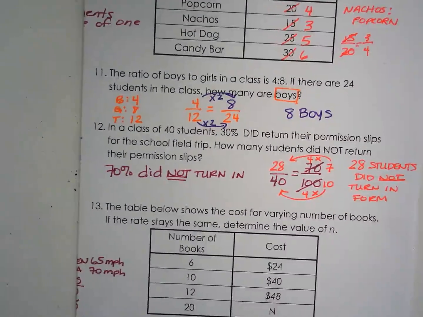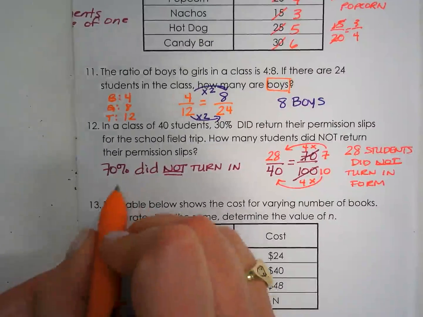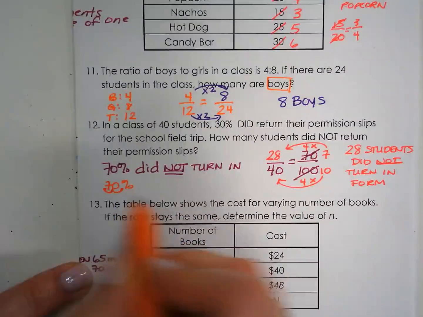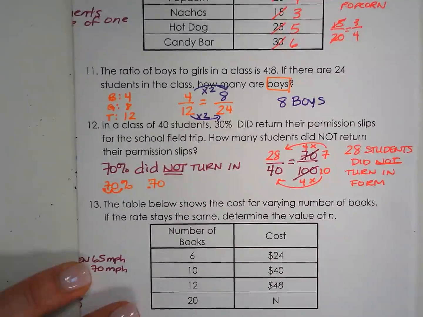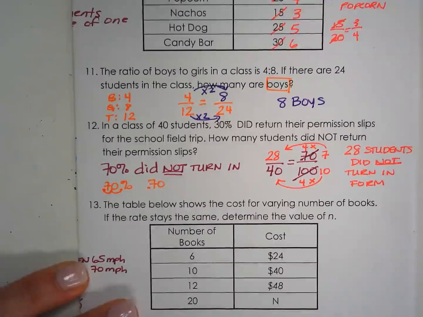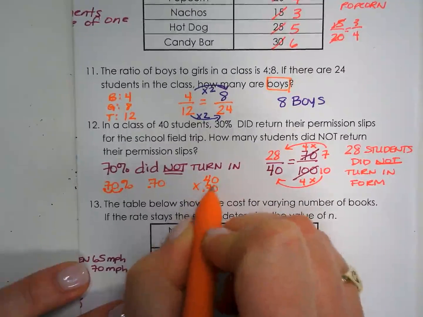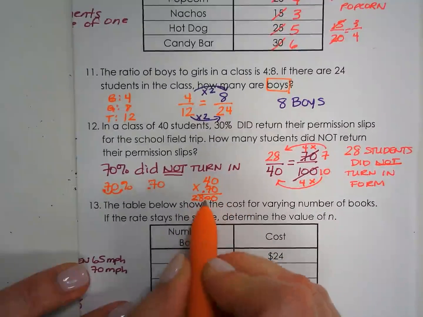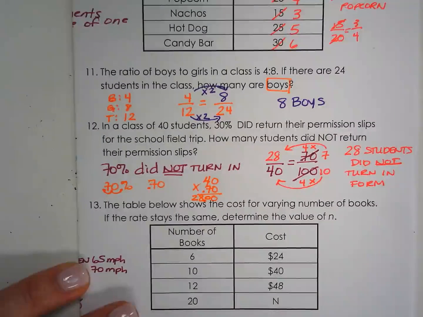Now, if you didn't use a proportion, you could also change this percentage into a decimal. So remember, to change a percent into a decimal, we move the decimal 2 places to the left. So this is 70% as a decimal. It said 70% of the students didn't turn in their permission slip. Of in math means multiply. So if we take 40 and we multiply it by 70% as a decimal, and we move the decimal the right number of places, if you notice, we're still going to get 28. Either method will be fine. You can use either one.